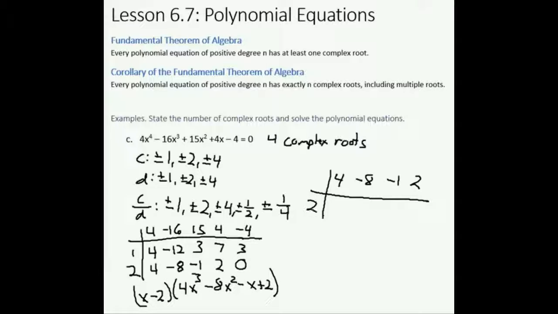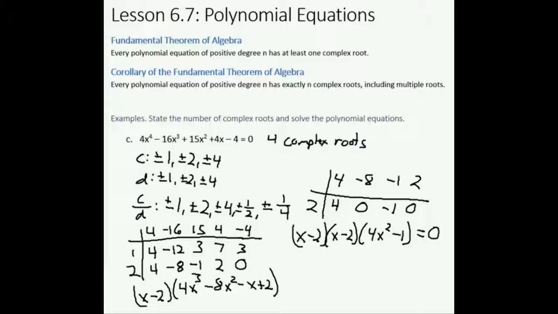I'm going to try it, but then I want to show you something else. Bring down the 4. 2 times 4 is 8, that makes 0. 2 times 0 plus -1 is -1. 2 times -1 is -2 plus 2 is 0. So it actually worked again. We still have this x minus 2 from down here. We have another x minus 2 because 2 worked again. And then we have what's left over here. And so we factored this, and now we can solve.